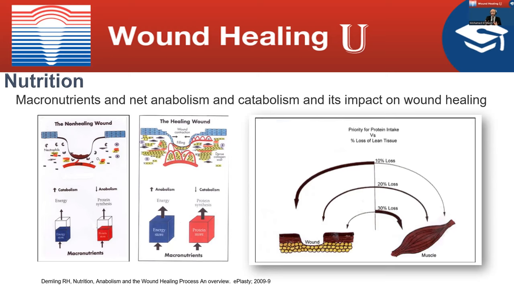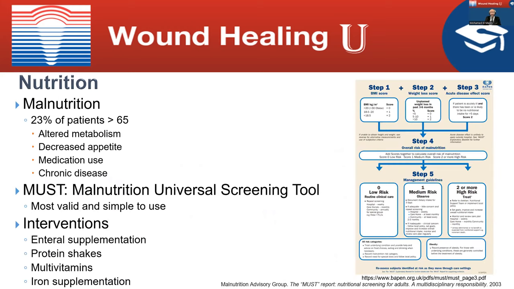This highlights how important it is that we provide and assist the patient while we are managing the wound itself, to support the nutritional needs of the patient. And this, I think, will also be discussed in the clinical part of this webinar. As I mentioned, with malnutrition, most of the patients will be above 65 years old, which will result in altered metabolism.